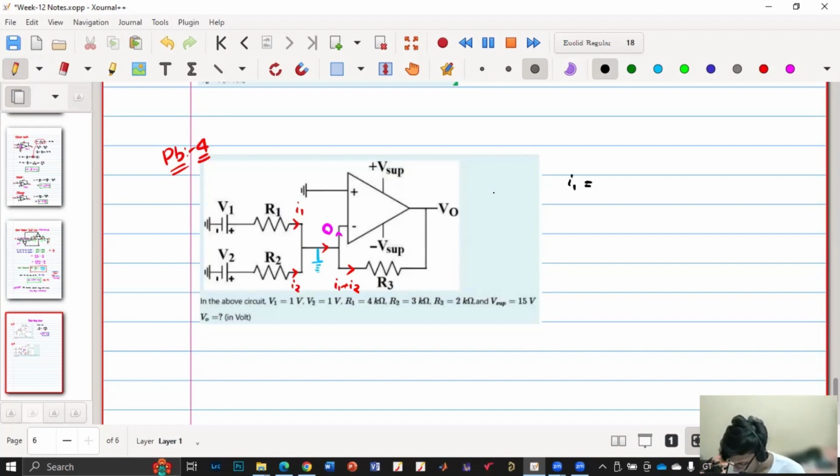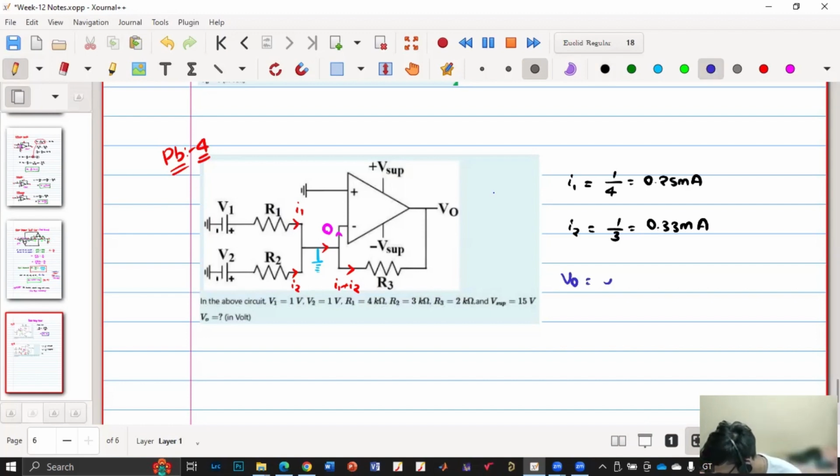V1 by R1, so it will be 1 by 4, which is 0.25, milliampere. And I2 is 1 by 3, so it will be 0.33 milliampere. So now what is my V naught?